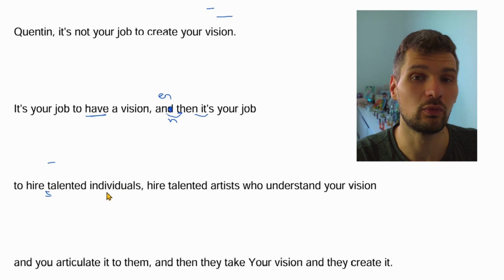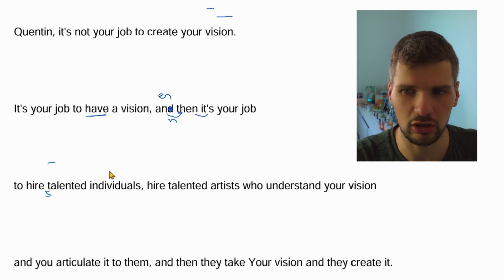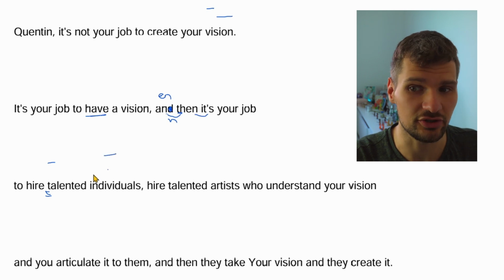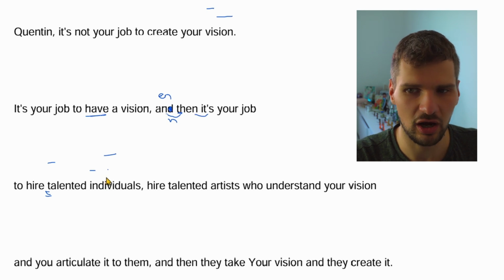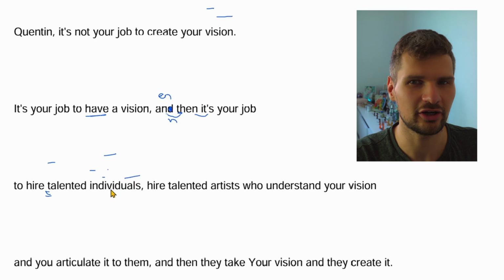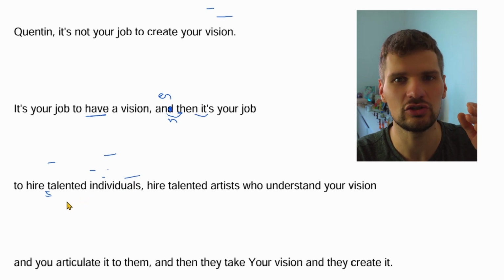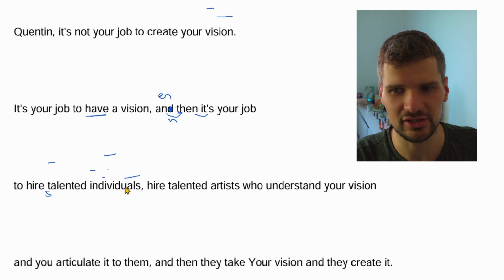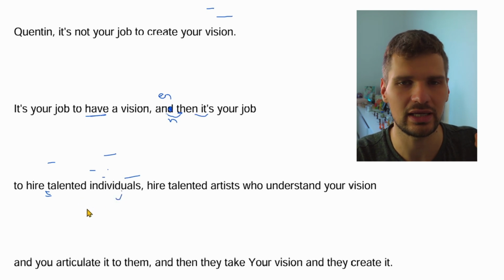Individuals. With the word individuals, primary stress goes on to the V, and then there is a secondary stress that goes on to in. There is no stress on the other syllables, so they're short. Individuals. And there is a little bit of a J sound here. Individuals.